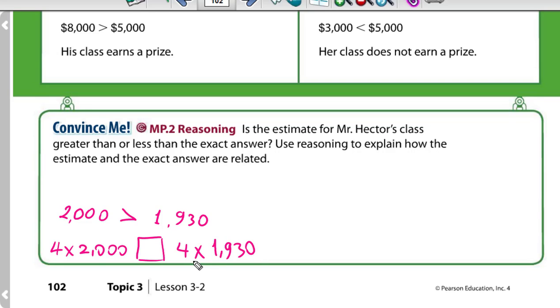Now can you, Ali, can you tell me it's bigger or less? What should I write in here? Greater than or less than? When we multiply, greater than. Yes, of course, so it will be greater than. So here the estimate is greater than the exact answer. So I will write here the answer to this question: greater than.